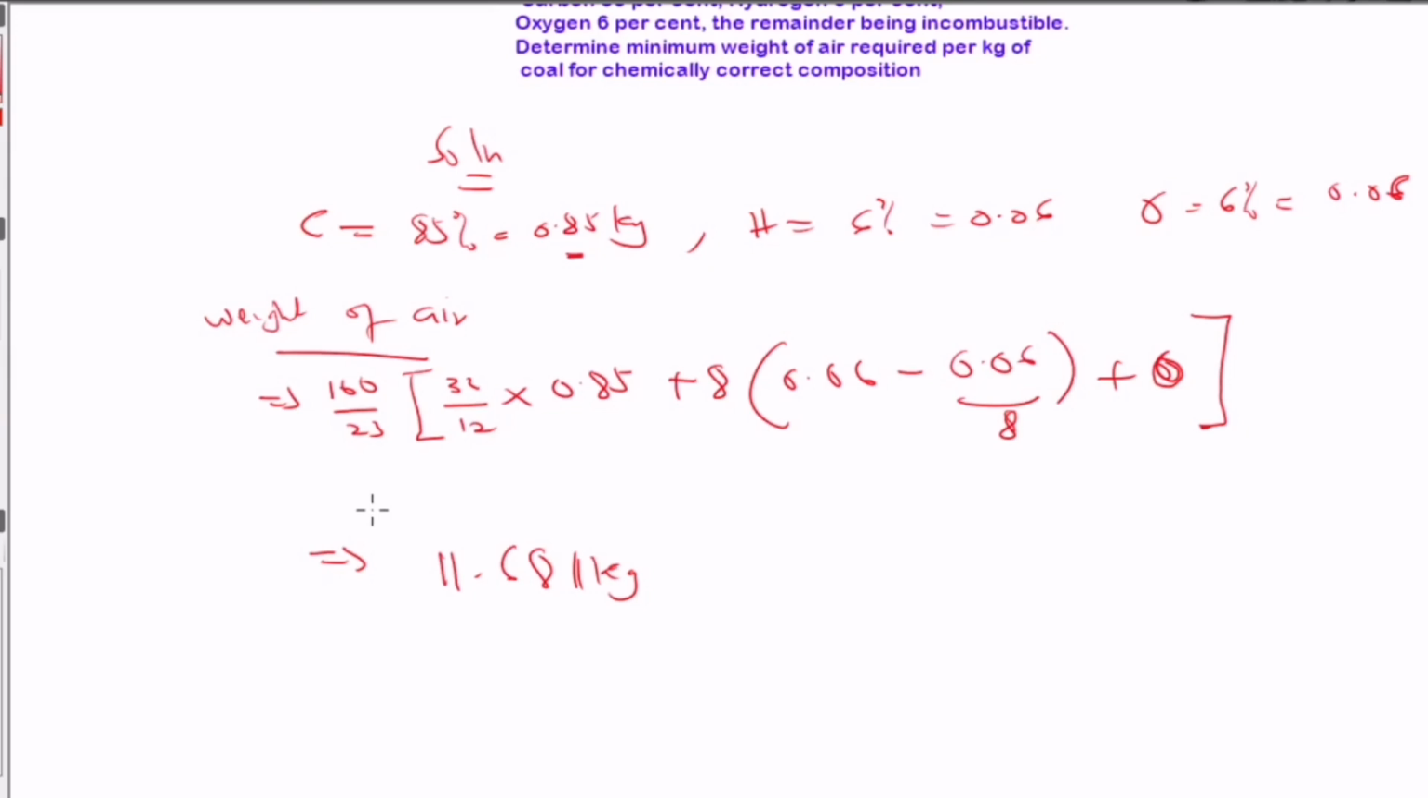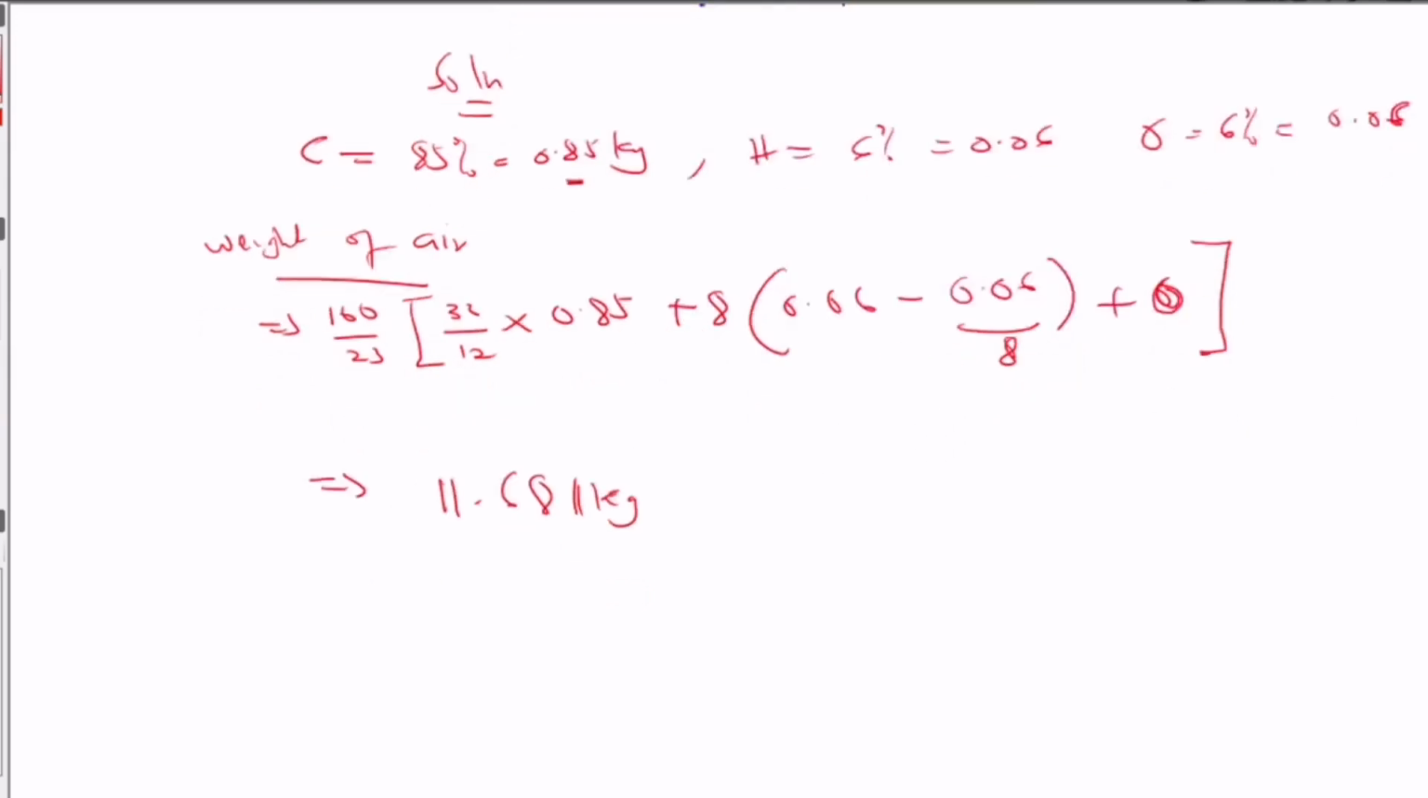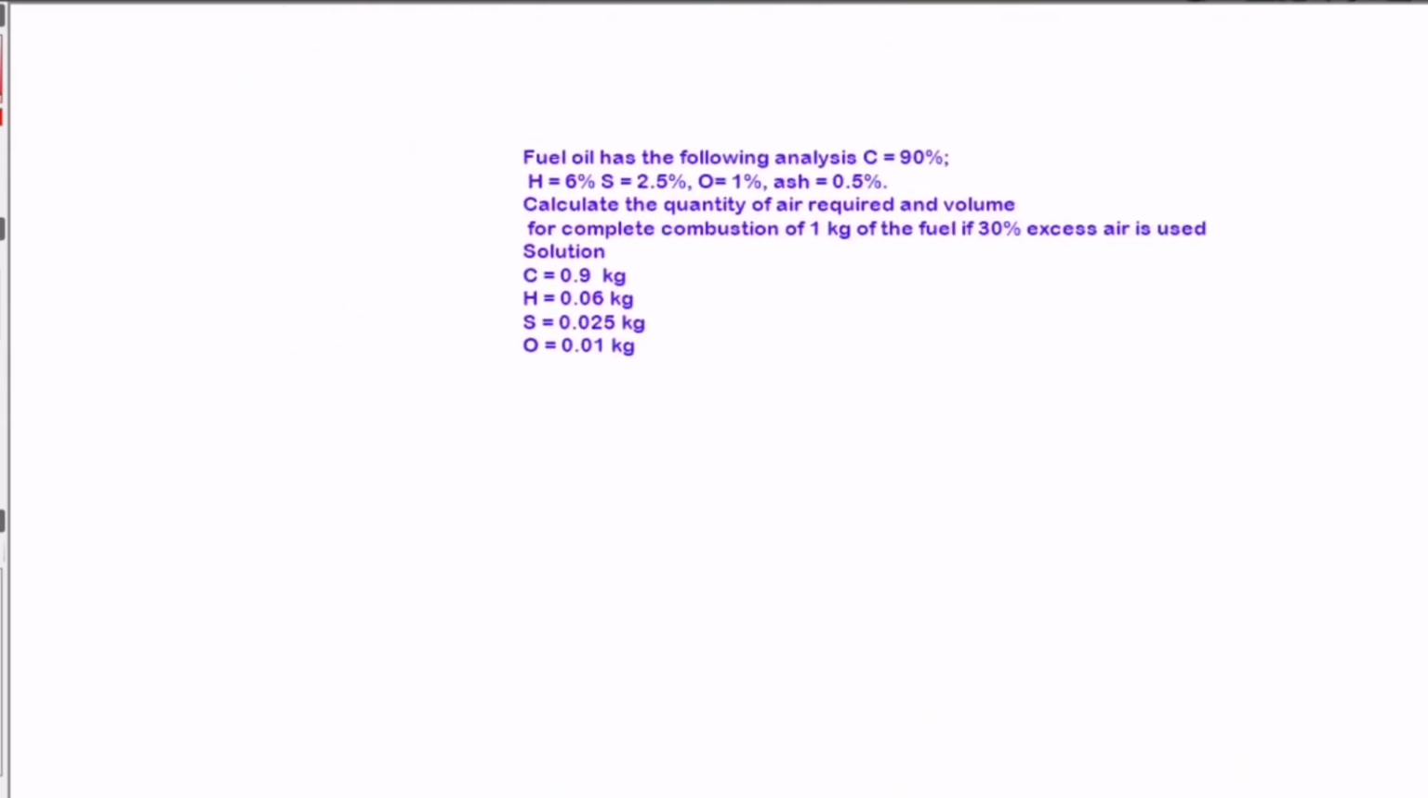Let's move on to the last question. That's the fourth question. The last question is asking us to find, a fuel has the following analysis. Carbon is 90%, hydrogen is 6%, sulfur is 2.5%, oxygen is 1%, ash is 0.5%. Calculate the quantity of air.